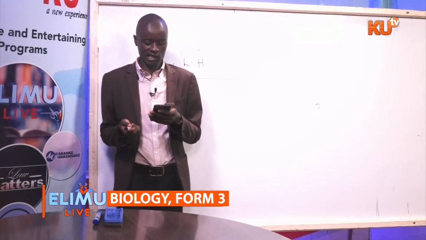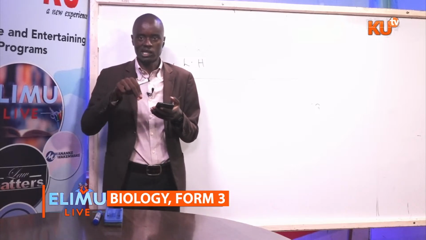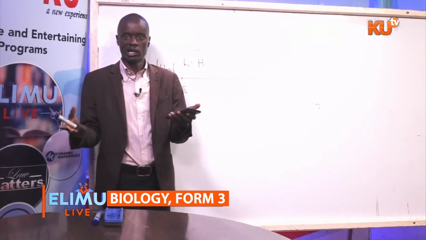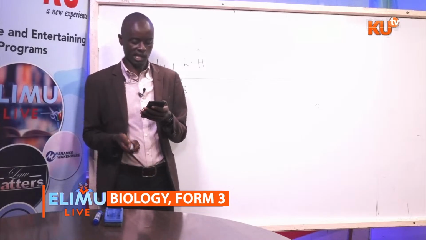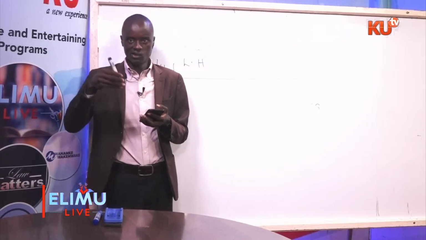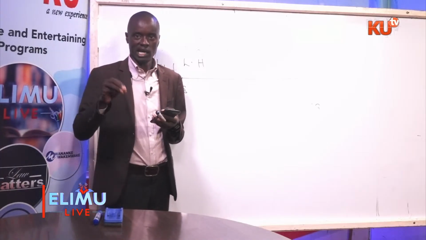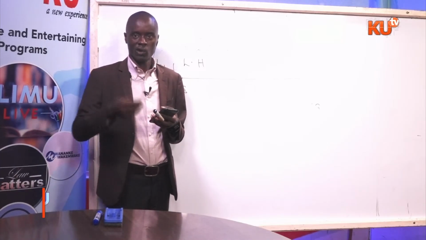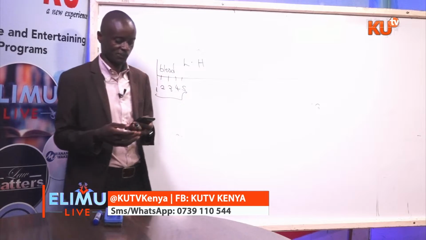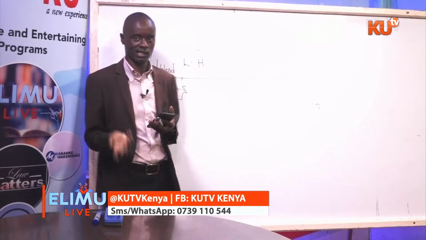Number 2, it stimulates ovulation. Now, what is ovulation? Ovulation is the process by which a mature Graafian follicle bursts open to release the ovum. So that is LH. So you'll realize that during the day of ovulation, the level of luteinizing hormone in the blood will always be very high. Now, when is the day of ovulation? The day of ovulation is always on the 14th day of the cycle.